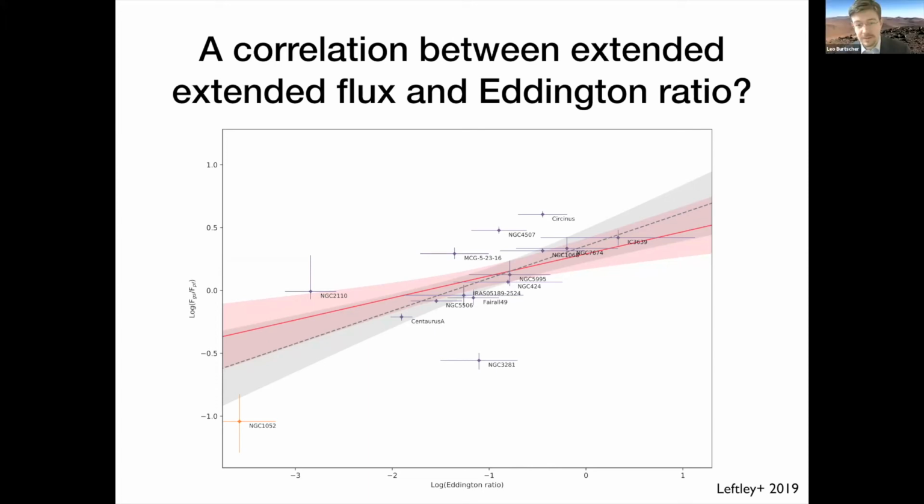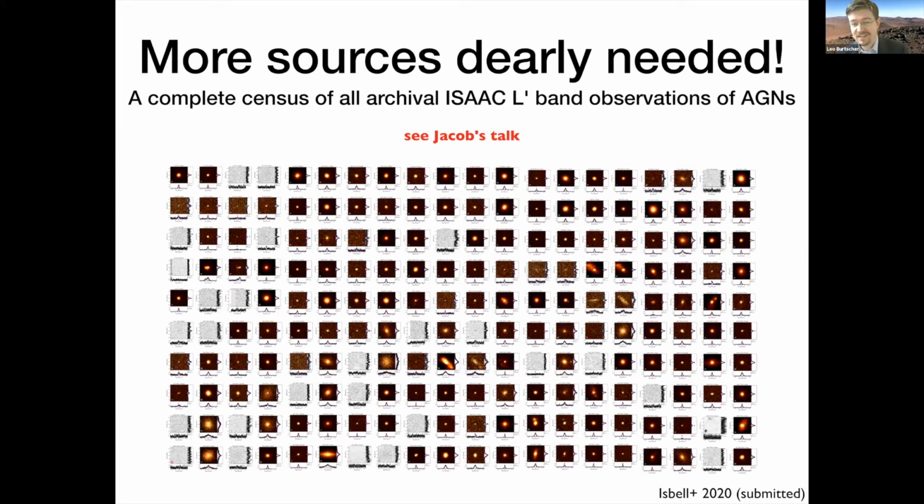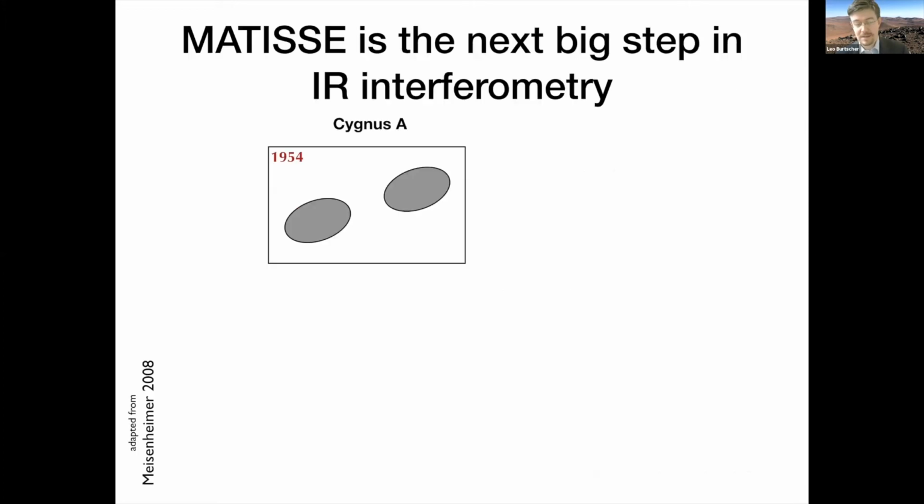All right, so we clearly need more sources, and this is the second talk I'd just like to highlight here. Jacob Isbell will give a talk later this morning as well. He went through the entire archive of ISAAC observations to look for sources, because as you saw before, we are really very much sensitivity limited with interferometry, and we need the resolution of interferometry at this time at least. So with this huge sample that he built up, he does some interesting physics by himself, but we will also be able to select a few more sources to study with MATISSE.